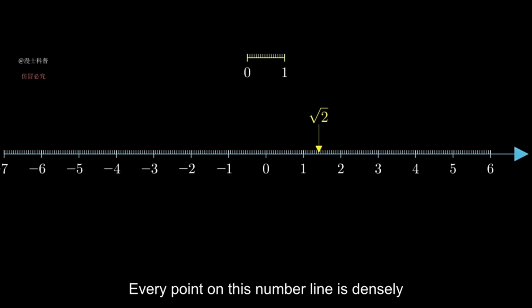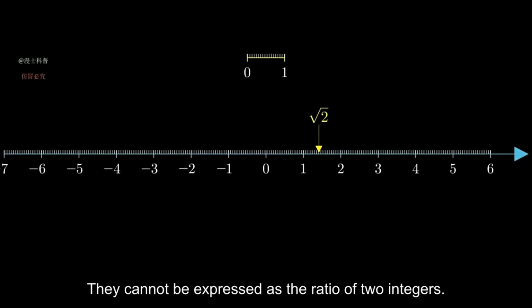Every point on this number line is densely, ubiquitously occupied. In fact, within any tiny interval, you can find infinitely many rational numbers. Yet, even the tightest weave has its gaps. The number line has holes. These holes are the irrational numbers. They cannot be expressed as the ratio of two integers.